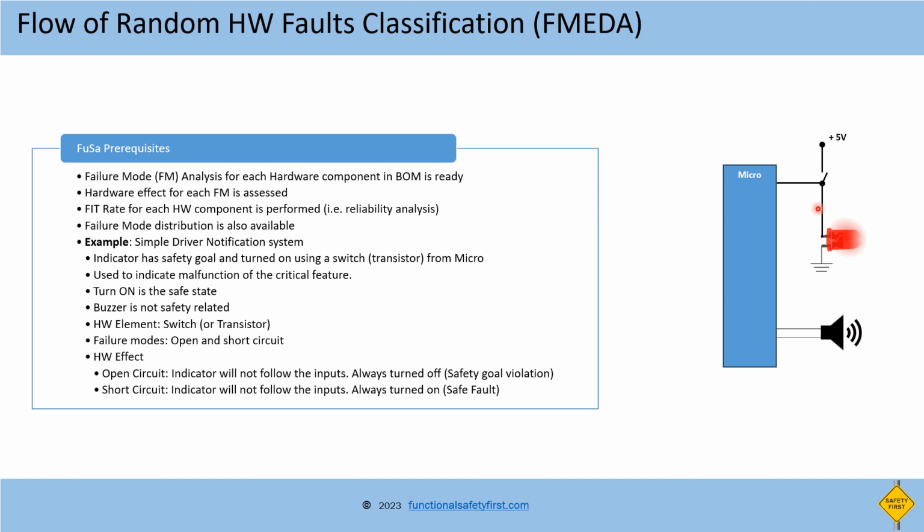We'll take the switch as the hardware element for our analysis. This has two failure modes, open circuit and short circuit. The hardware effect: when there is an open circuit, the indicator will not follow its input. It will always be turned off, which is a violation of the safety goal. When there is a short circuit, the indicator still does not follow the input, but it is always turned on. For us, it's a safe fault.